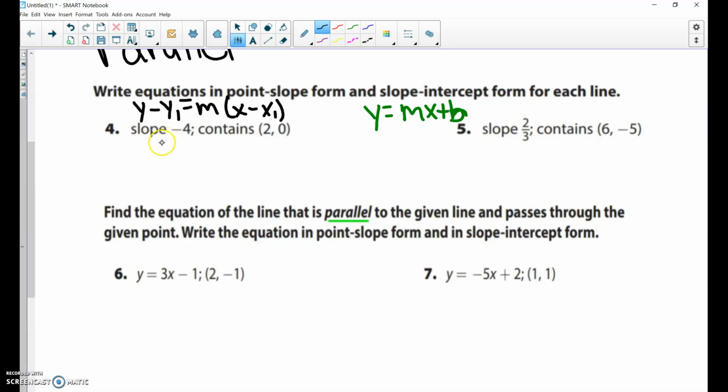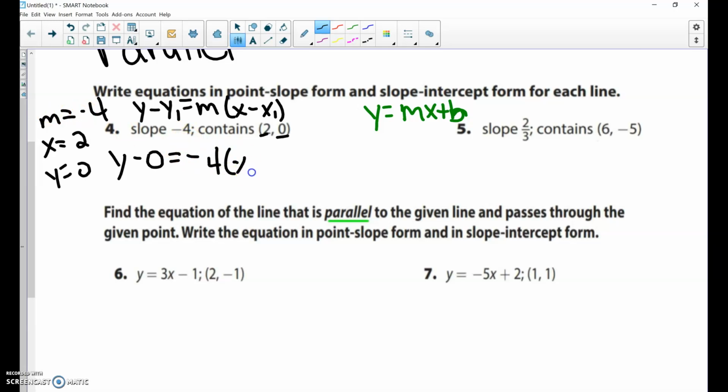So remember, our slope here is negative 4 for this one. So slope is negative 4. The x they give us is 2. And the y they gave us is 0. So when I write this in point slope form, y minus the y they gave us, which is 0, equals m, which is negative 4, the slope, and then x minus x1, and the x1 they gave us here is 2. So there's half the problem done. There it is in point slope form.